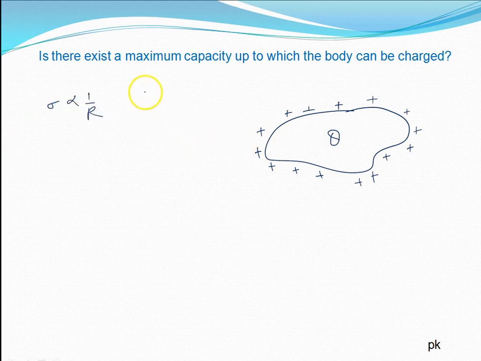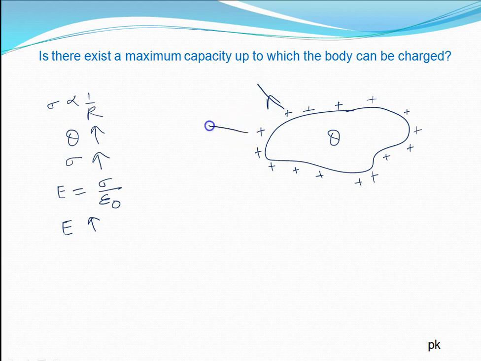Now if you increase the charge on this body, sigma will increase, because sigma is charge density. And if sigma is increased, we know the electric field just outside the metal is given by E equal to sigma by epsilon naught. It means if sigma is increasing, the electric field will also increase. And electric field is always perpendicular to the surface, like this. Similarly everywhere.